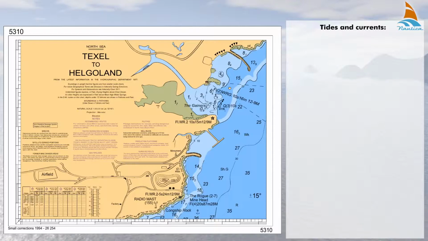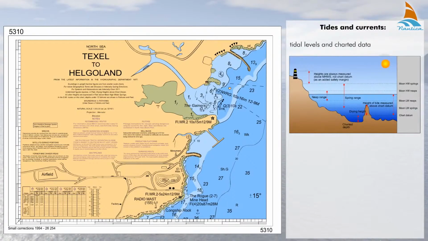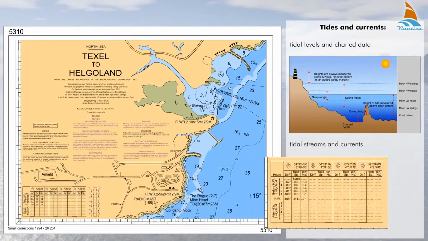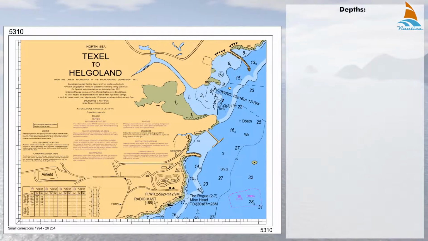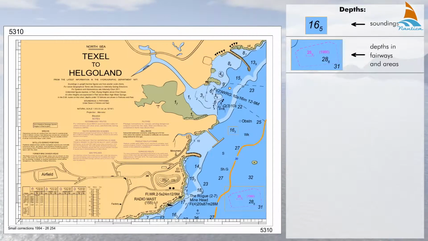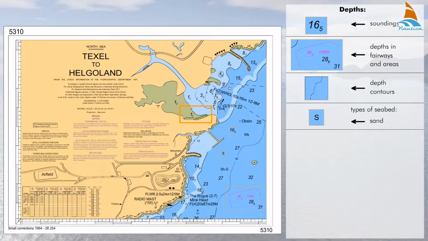Tides and currents, including tidal levels, charted data, tide tables, tidal streams, and currents. On the nautical chart, you'll also see depths, including soundings, depths in fairways and areas, depth contours, types of seabed, and intertidal areas.